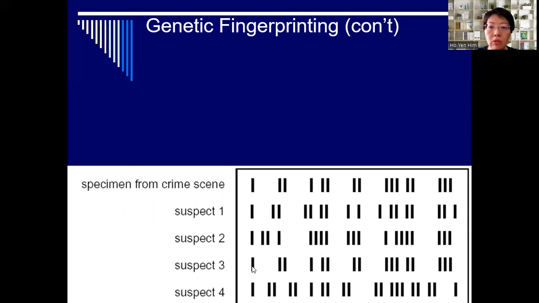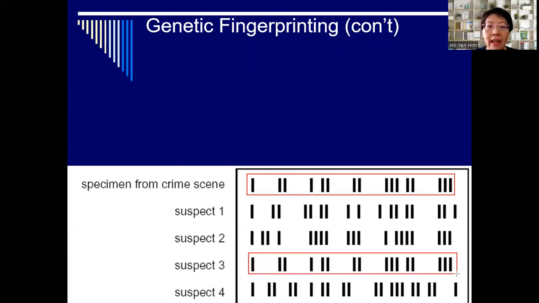Let's see, suspect 3, yes, because you can see that the genetic fingerprint of suspect number 3 is exactly identical to the genetic fingerprint of the sample obtained from the crime scene. So can you see this is such a powerful tool? It is a very powerful tool for us to identify who this DNA sample belongs to, especially in forensic science.